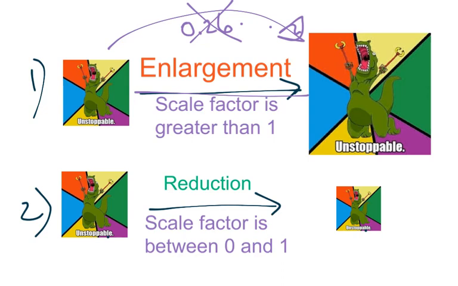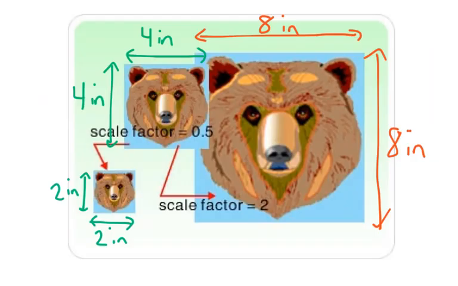Now, let's take a look at a quick example to get a better understanding of this. Here we've got a picture of a bear. This is our original image here. Now you can see over here it's being reduced to half the size. Our original was 4 inches by 4 inches, and down here it's being reduced to a size of 2 inches by 2 inches. So to find the scale factor, there is a fun little formula.